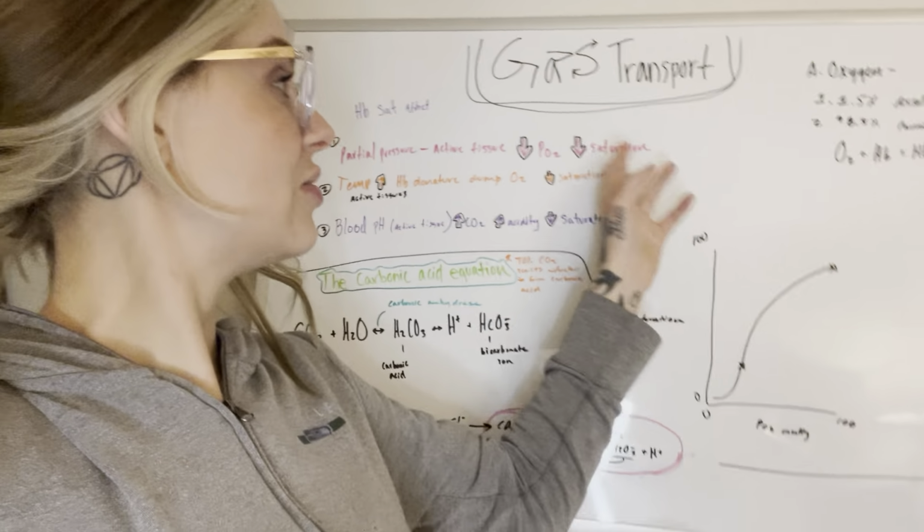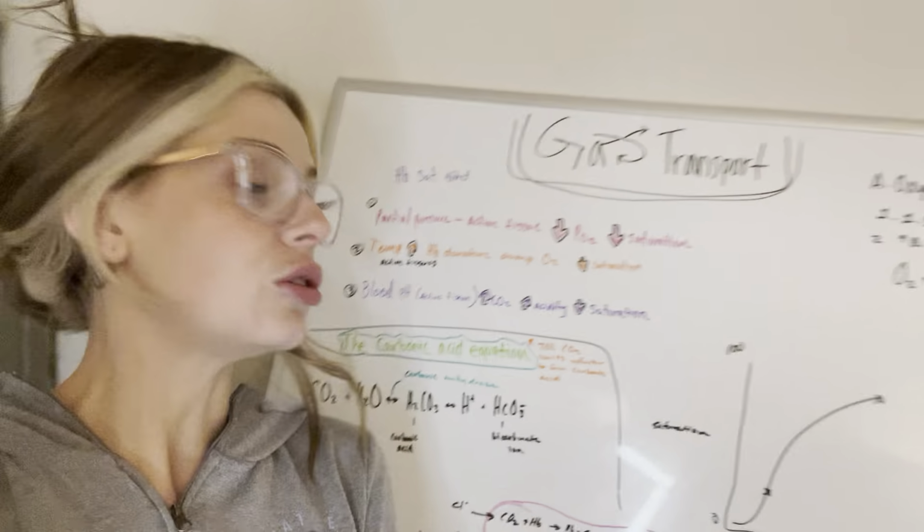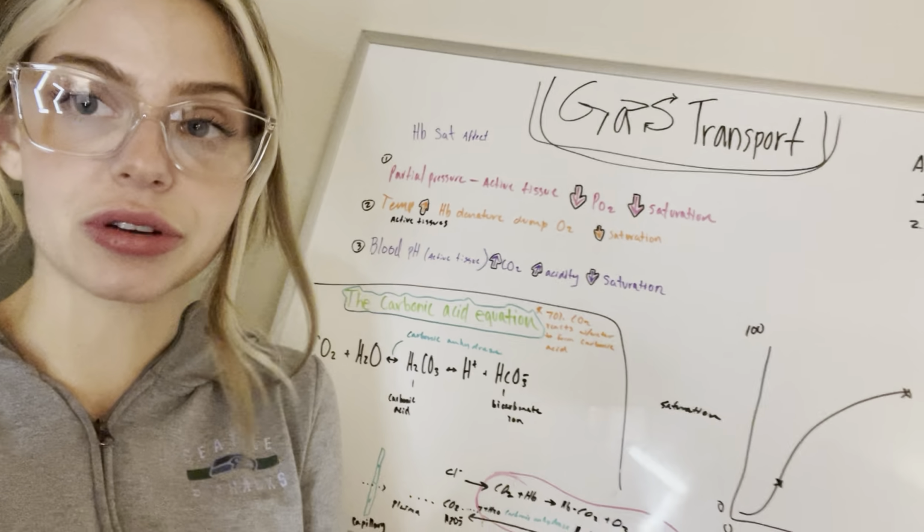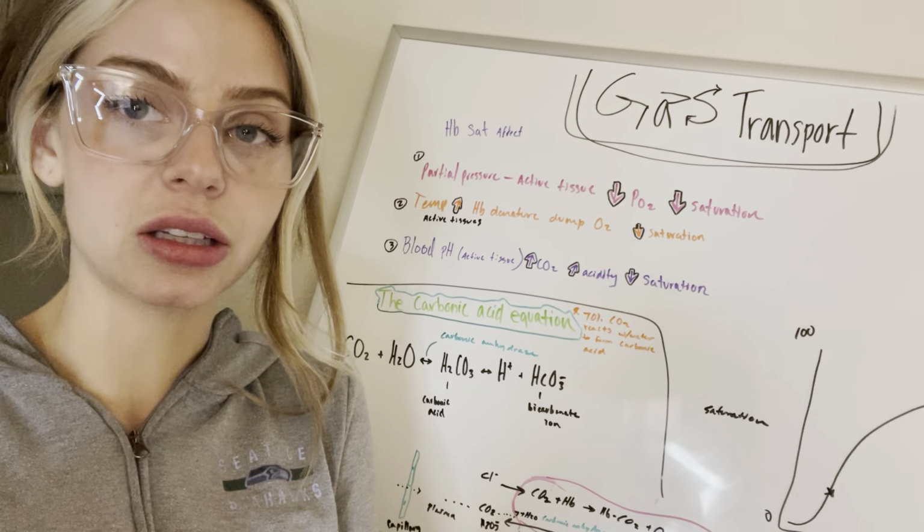But hemoglobin is giving up its oxygen to be used in the active tissues. So therefore we are at low saturation when we are at low pressure in active tissues.